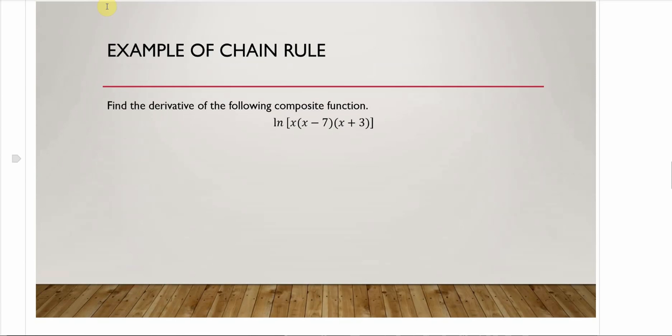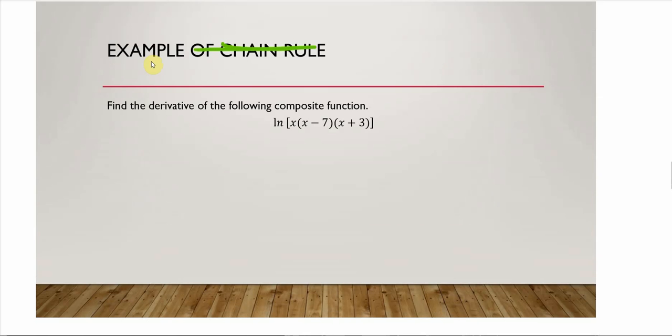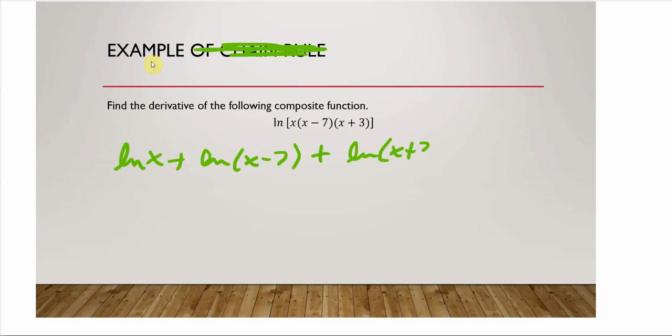All right, so what we're going to do is some derivatives. I have this one example, and this is not the chain rule yet. So what we're going to do is break this apart using the properties of logs. I'm going to have the ln of x plus the ln of x minus 7 plus the ln of x plus 3. Now what have I done from here to here? From here to here, I've done nothing but use college algebra. I didn't do any calculus.